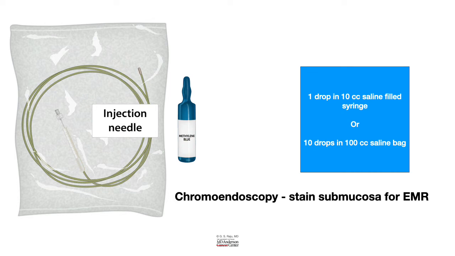So, you prepare the solution by putting 1 drop in a 10 cc saline filled syringe, or you can put in 10 drops in a 100 cc saline bag if you have a large polyp to be resected. Some have used hetastarch instead of saline, and there are some pre-made solutions that have either methylene blue or indigo carmine available in the market.